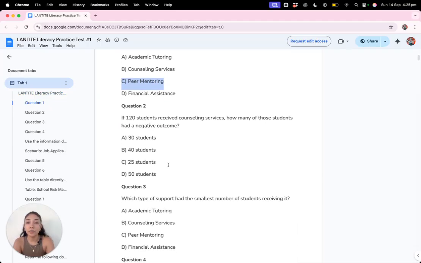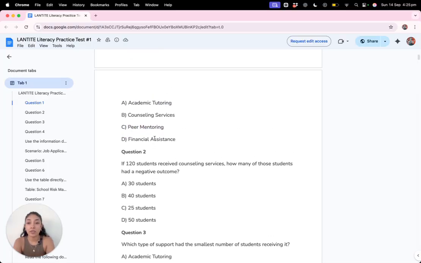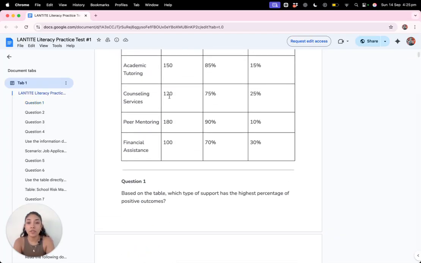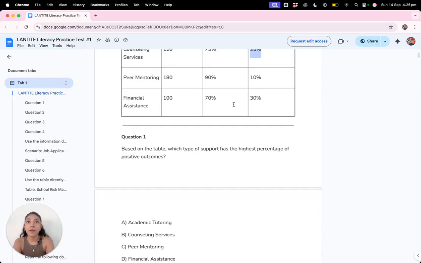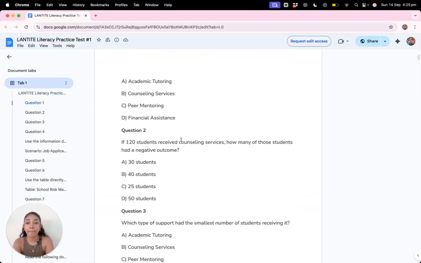Now question 2, if 120 students received counselling services, how many of those students had a negative outcome? So let's look at it here, 120 students. That's 25%. So 25% of 120 students is 30 students. So the answer is question A.